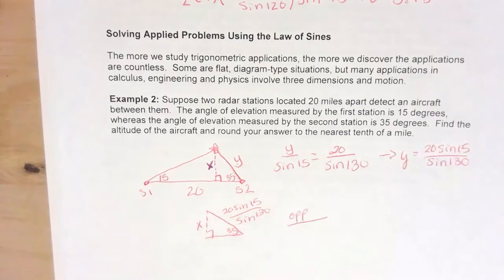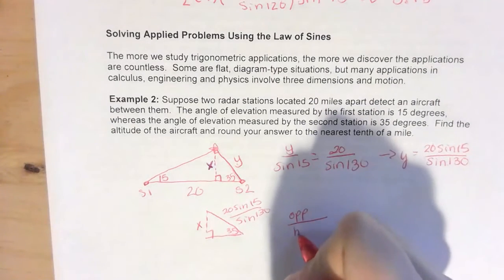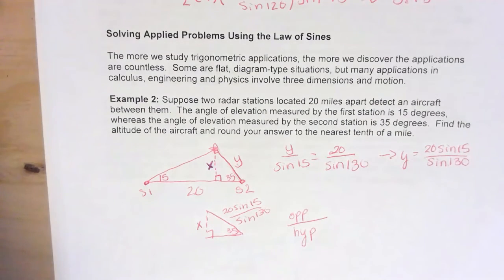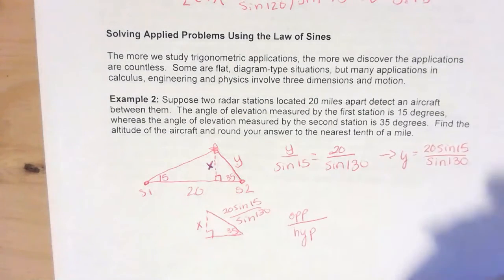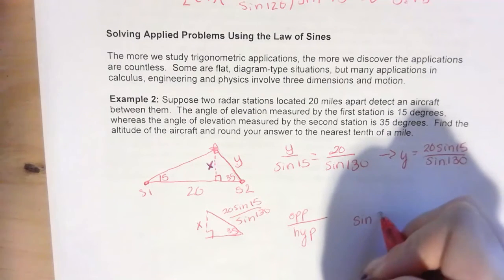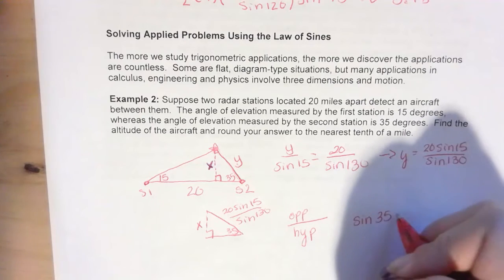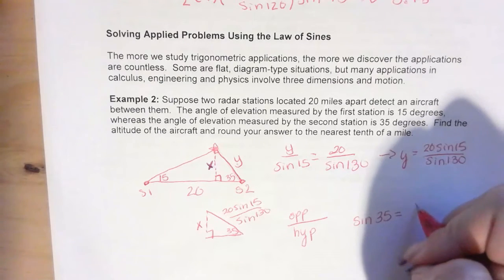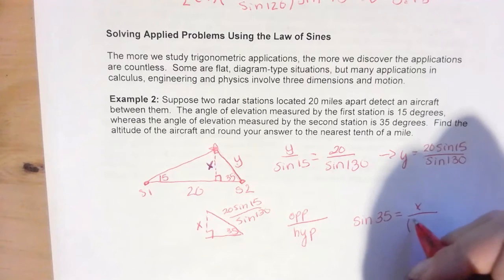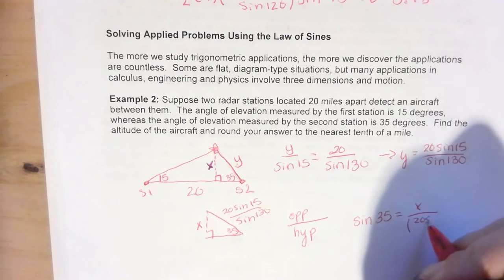And we have the hypotenuse. So what trig function is opposite over hypotenuse? Well, that is sine. So I can say sine of 35 equals x all over this hypotenuse.